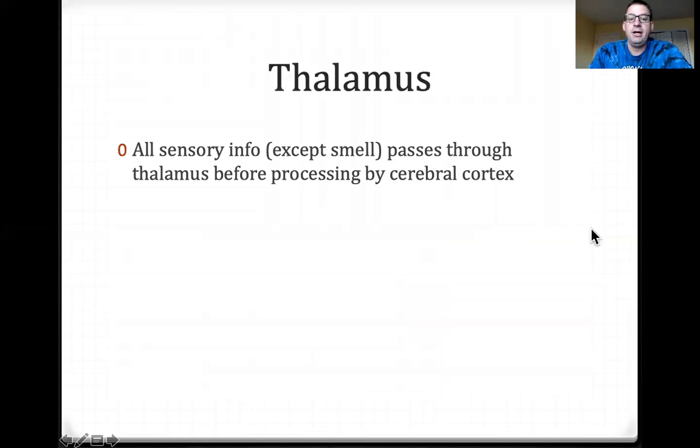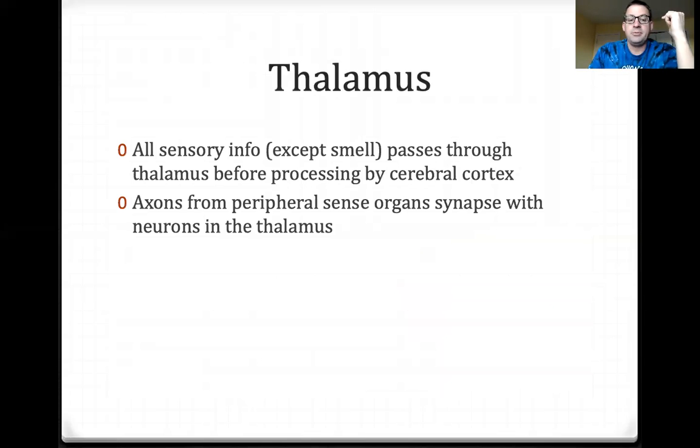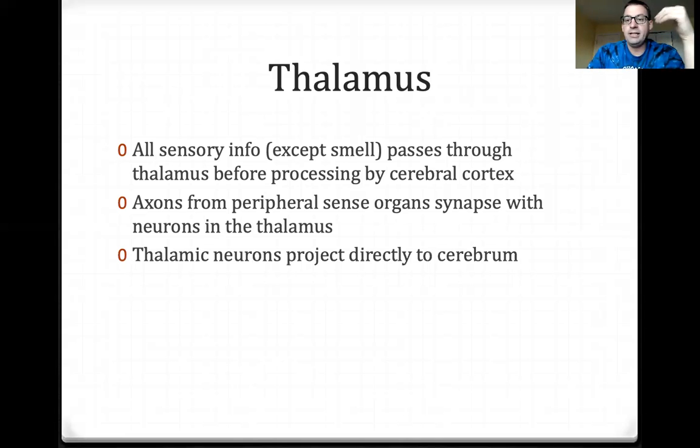So the thalamus: all sensory information, except for smell, passes through the thalamus before processing occurs by the cerebral cortex. So any axons from our peripheral sense organs, our eyes, our ears, not our nose, anything for a sense of touch, for example, or taste, synapse with neurons in the thalamus. So information comes in, goes to neurons in the thalamus, and then the thalamus relays that information directly to the cerebrum. Thalamic neurons project directly to the cerebrum.